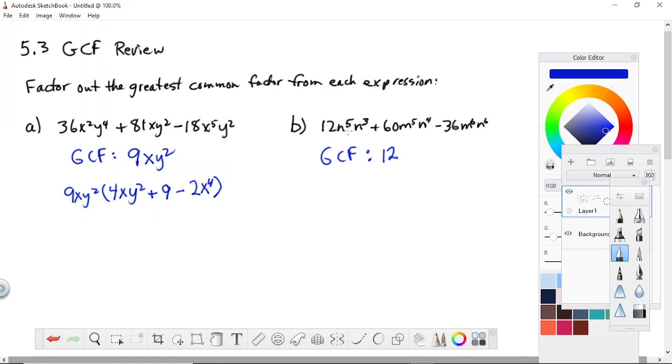And then we look at the variables. Just look at each variable and find the smallest exponent that variable has in any of the terms. So n is raised to the fifth. It's also raised to the fourth, and it's raised to the sixth. The smallest is the fourth. So n to the fourth is right there. We write it down next to 12. That's part of our greatest common factor.